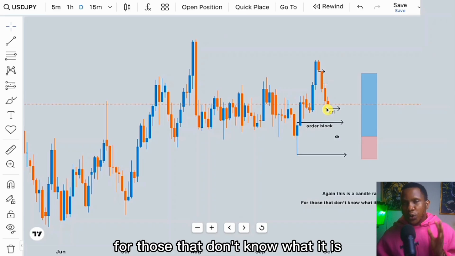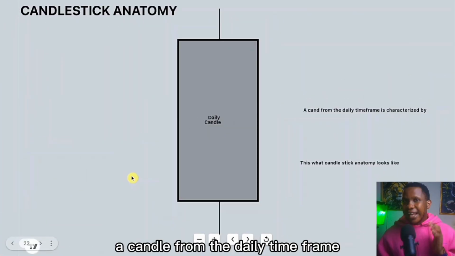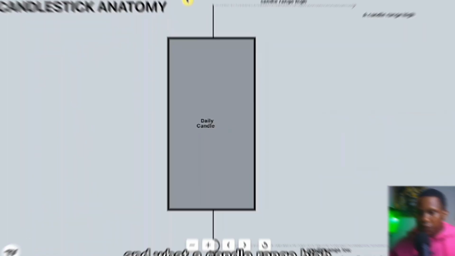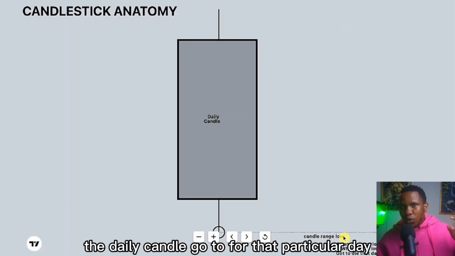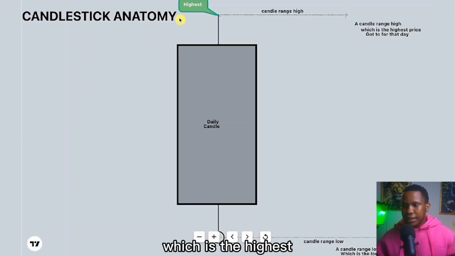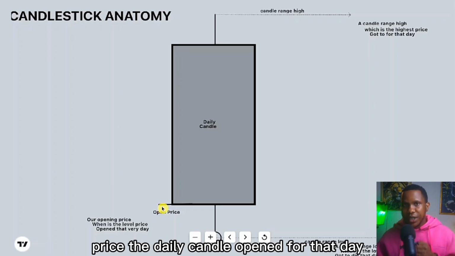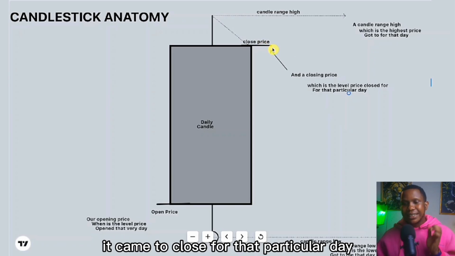For those that don't know what it is, from our understanding of candlestick anatomy, this is what our candlestick anatomy looks like. A candle from the daily time frame is characterized by a candle range low and a candle range high. A candle range low is the lowest the daily candle got to for that particular day, and a candle range high is the highest the daily candle got to for that particular day. An opening price is the price the daily candle opened at for that day, and a closing price is the level it came to close at for that particular day.